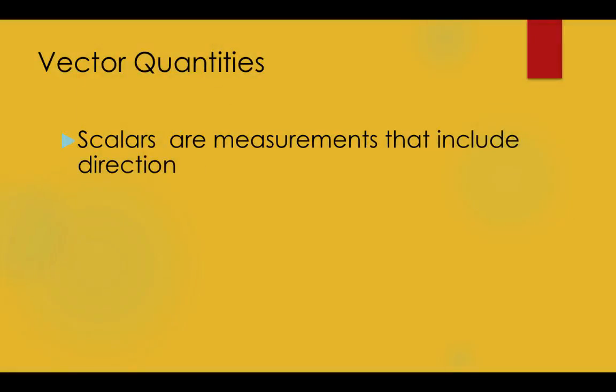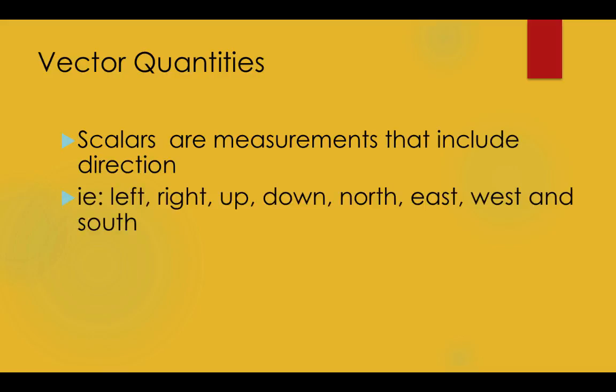Vectors are scalars with an additional piece of information, direction. Where scalars provide two pieces of information, magnitude and its units, vectors provide three: magnitude, its units, and the direction. For example, left, right, up, down, north, east, west, and south.